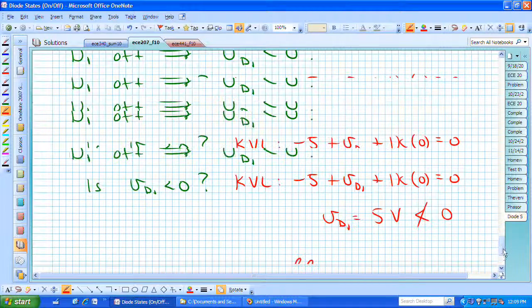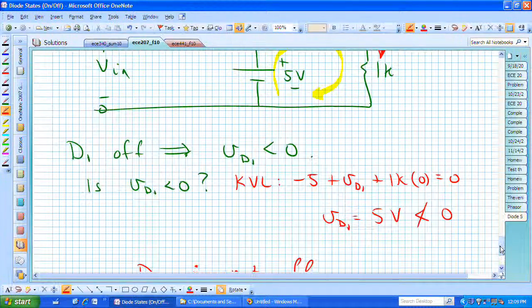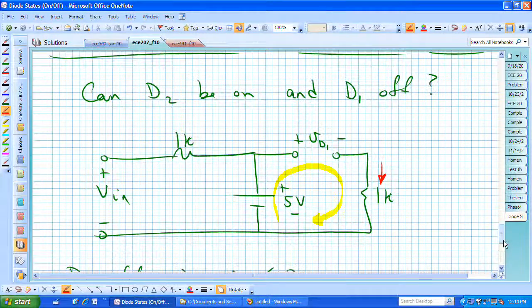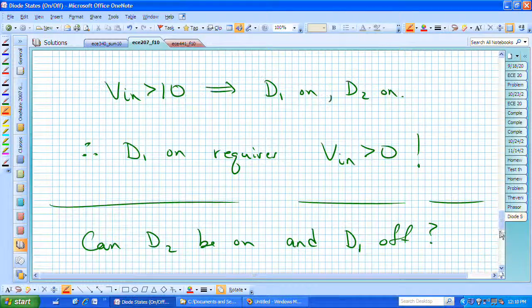But we'd already solved the main problem that we'd asked, and that was, when will diode 1 be on? Diode 1 will be on as long as Vn is positive. And that's the answer to our original question.